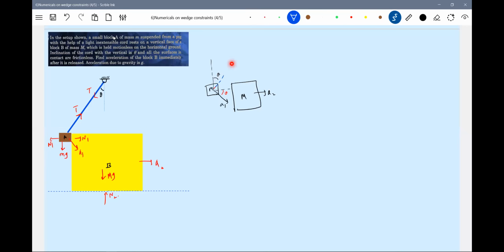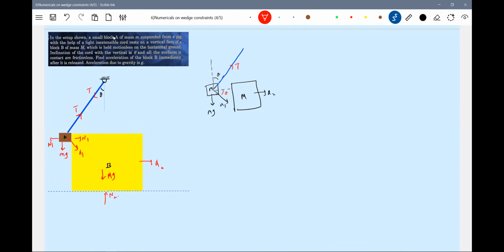This is a string along with the tension that will act. I'll show it. Let's get into the discussion. Small m, capital M. Let's be alert about the symbols. These are the tensions.